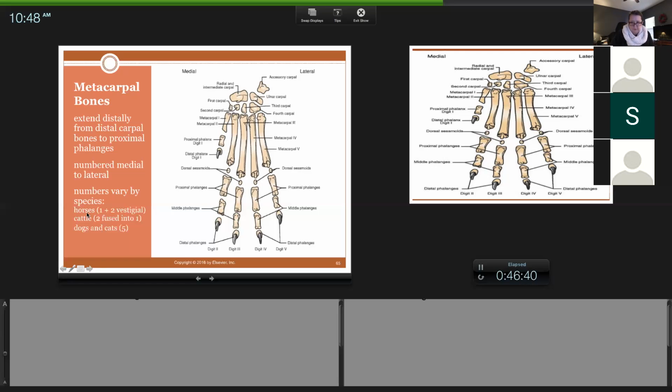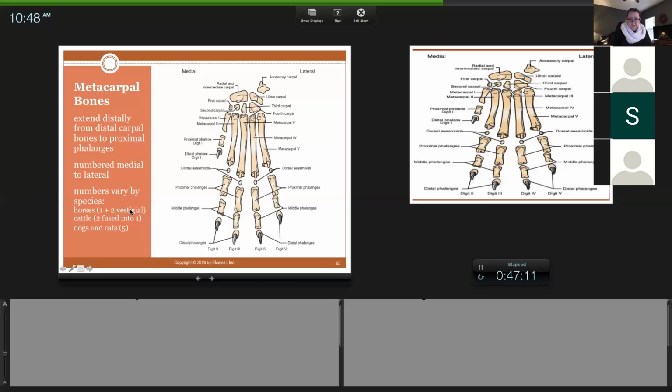Now, horses, and I'm going to get into this. I want you to know dogs and cats. I'm going to focus more on dogs, cats, and horses. But dogs and cats have 5 metacarpals. A horse only has number 3. So right here in the middle, if you look where a horse bends his knee, that part is 1 metacarpal on a horse limb.